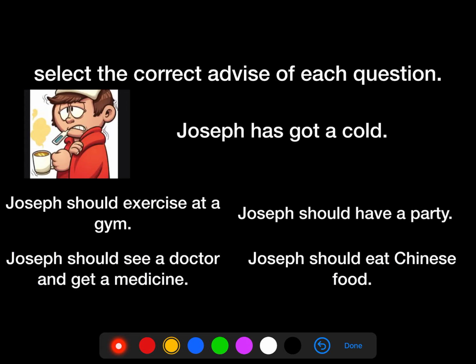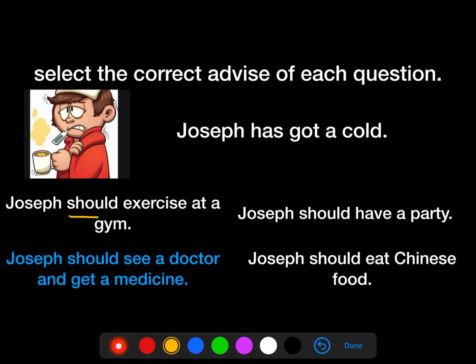Joseph should exercise at a gym. Joseph should have a party. Joseph should see a doctor and get a medicine. Joseph should eat Chinese food. Which would be the correct advice for Joseph right now? So the answer is Joseph should see a doctor and get a medicine. This is the correct advice for Joseph right now.